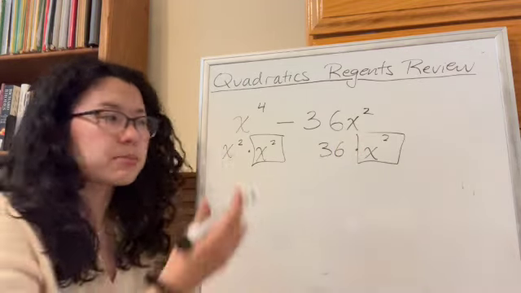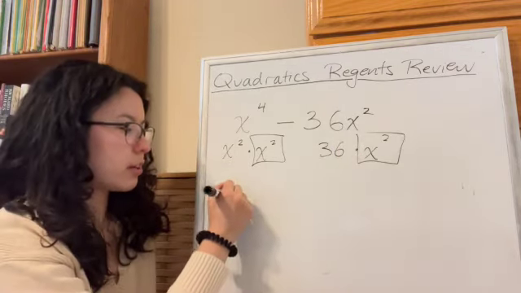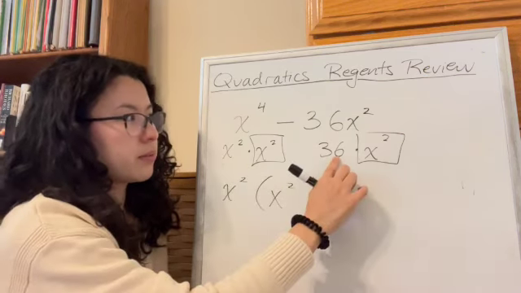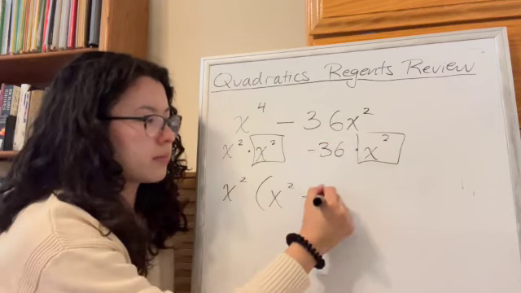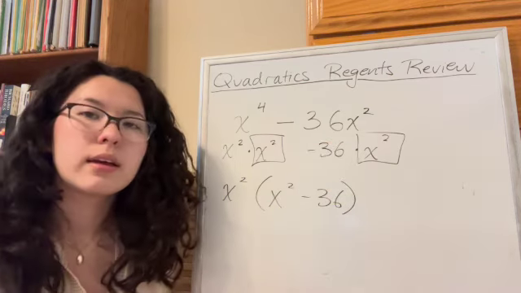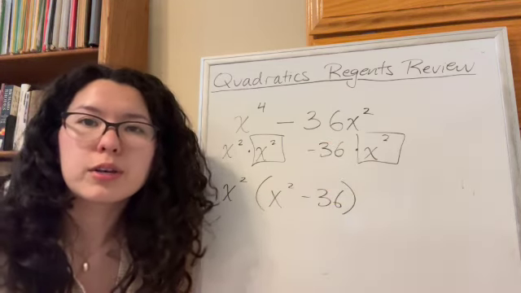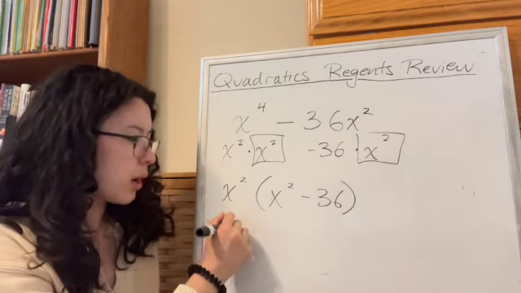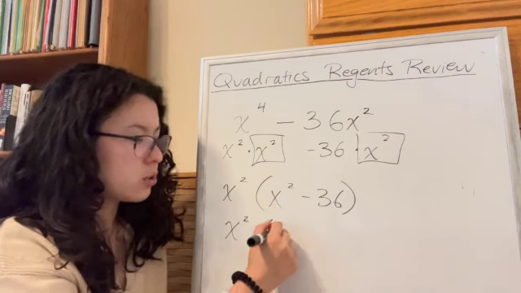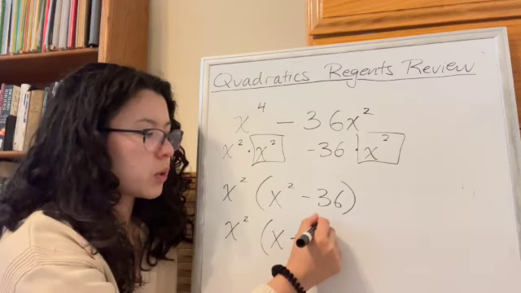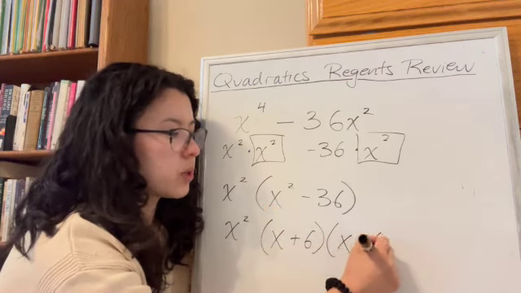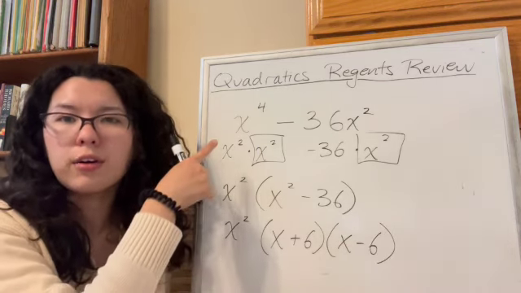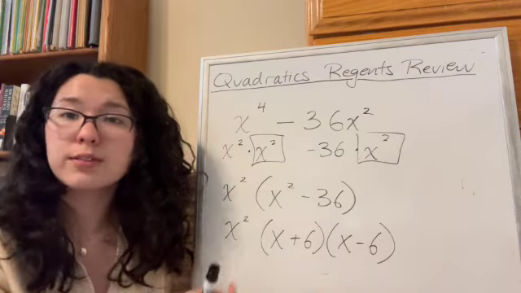So my first step is I'm just going to divide out that x squared, and I'm left with x squared minus 36. Now for the second part of the factoring process, I see I still have a difference of perfect squares here. So I will write it as two conjugates, one with the square roots added, one with the square root subtracted. And this is the completely factored form of that binomial. That's a difference of perfect squares.